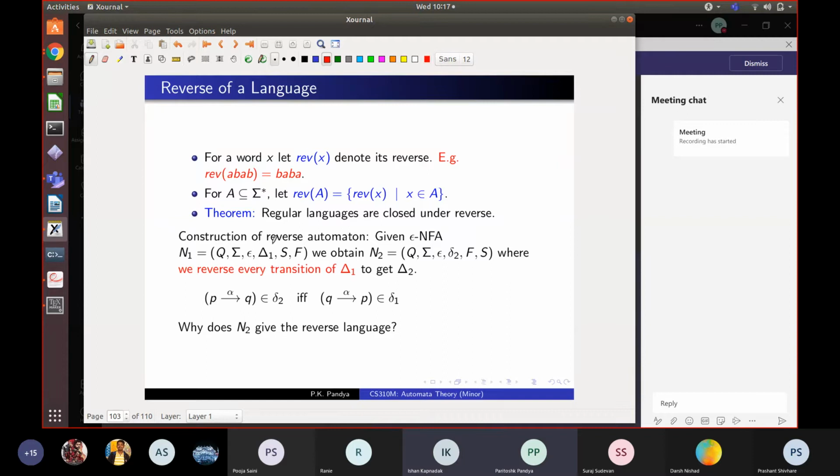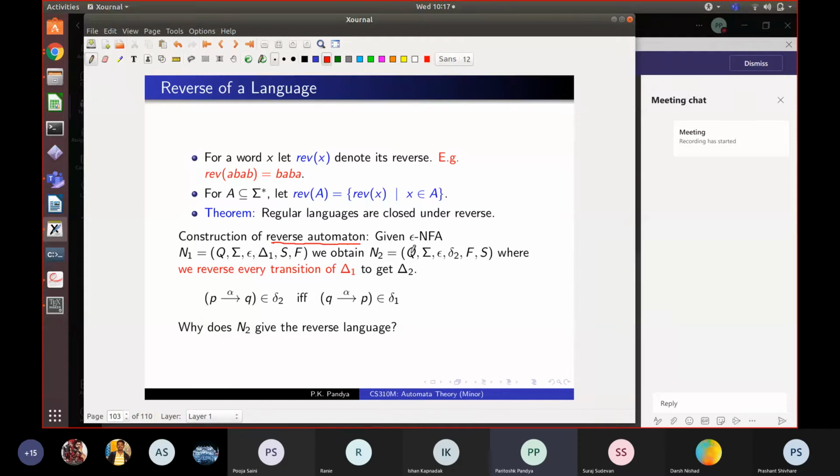Correct. You can just reverse all the arrows and swap the start and final states. Given an epsilon NFA N1, I think this time I don't even need normalized, I'm just saying epsilon NFA, with set of start states S1 and set of final states F1. It may have some epsilon transitions and many non-deterministic transitions also.